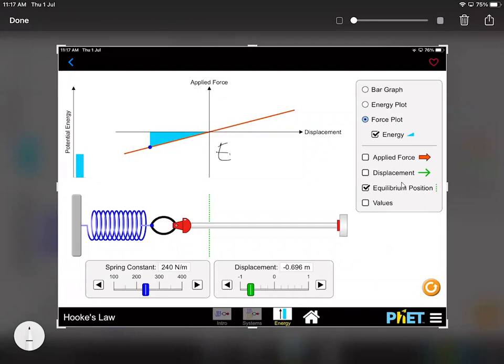So again, we can calculate potential energy, a half k x squared. The spring constant is now 240, and the displacement is approximately 0.7, and we have to square that. And then you get the idea, you can do the calculation.